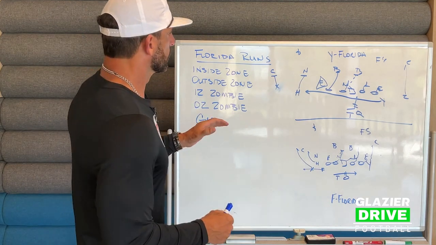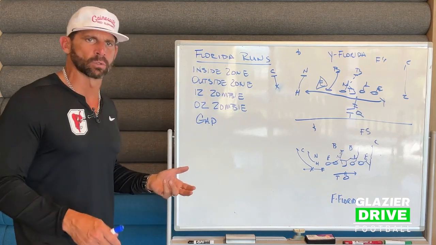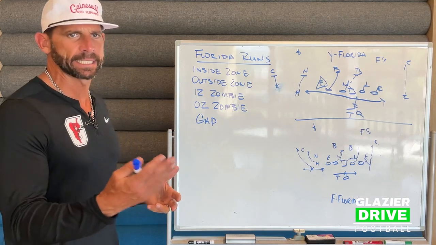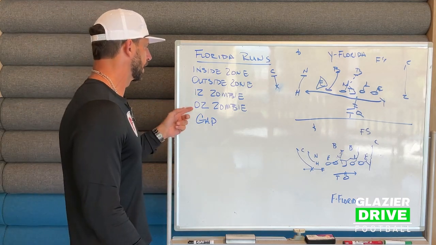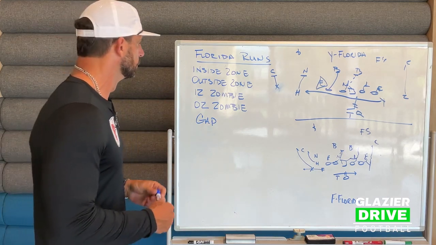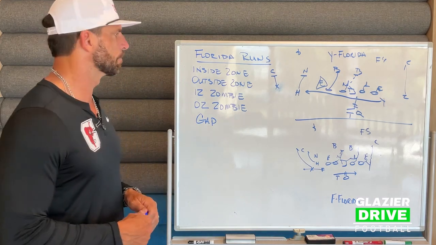So for us, Florida runs would be run off of inside zone, outside zone, inside zone with a zombie technique, especially versus an even front and odd front. We would probably stick to more inside zone, outside zone with the Florida tag, and then we'll run some gap scheme off of it also.